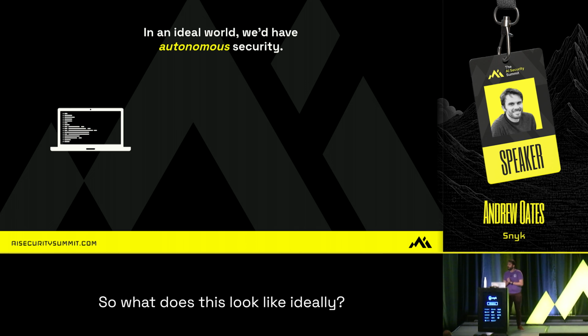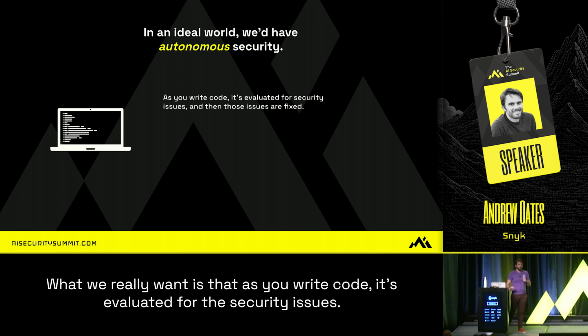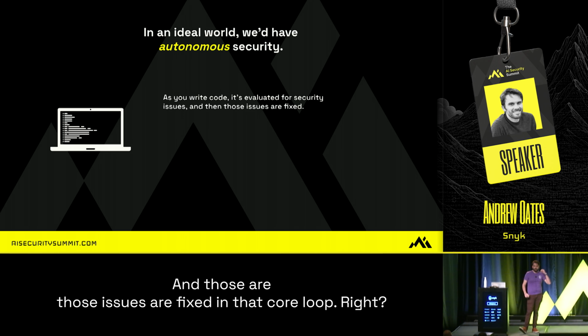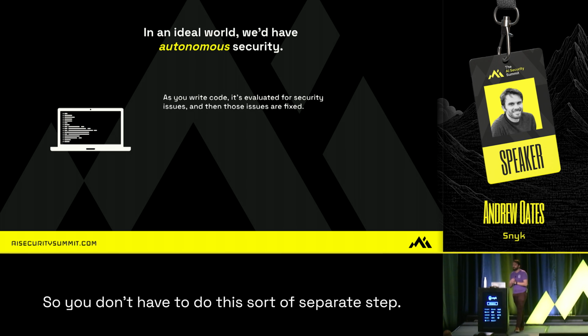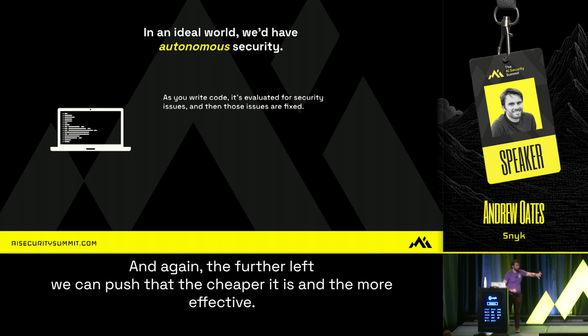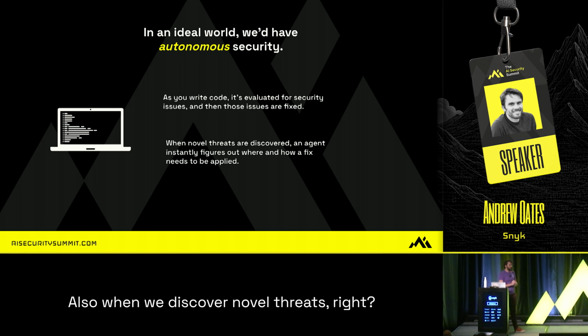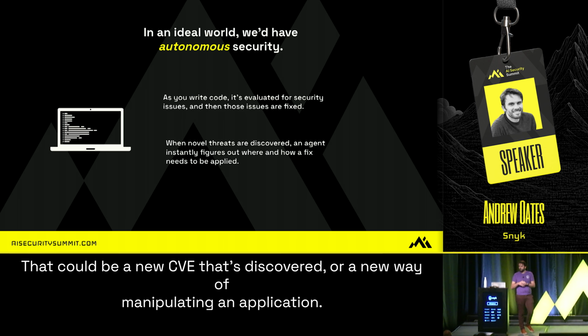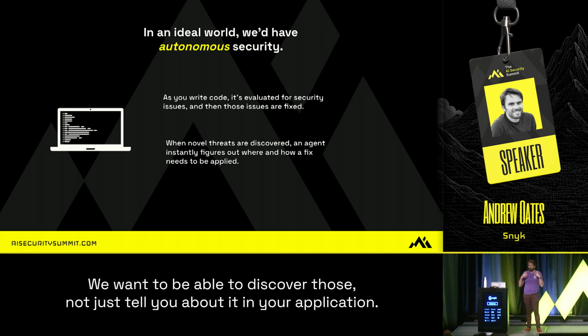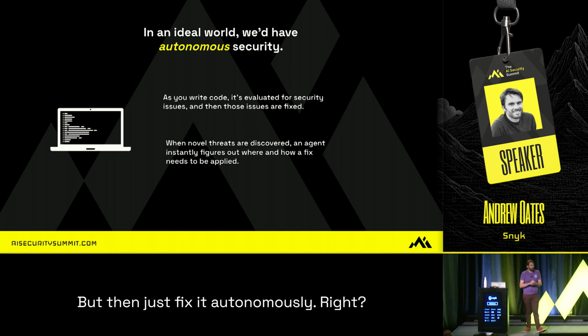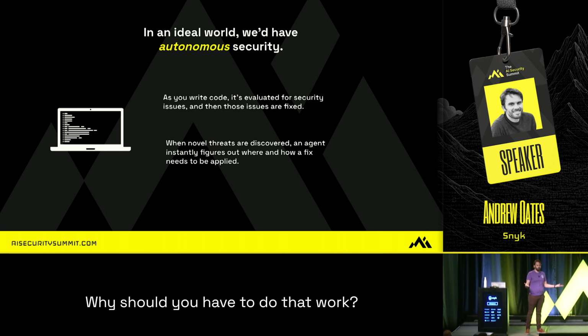OK, so what does this look like ideally? So it's what we call autonomous security. So again, the less work you do, the better. What we really want is that as you write code, it's evaluated for the security issues, and those issues are fixed in that core loop, right? So you don't have to do this sort of separate step. And again, the further left we can push that, the cheaper it is and the more effective. Also, when we discover novel threats, right, that could be a new CVE that's discovered or a new way of manipulating an application, we want to be able to discover those, not just tell you about it in your application, but then just fix it autonomously, right? Why should you have to do that work?